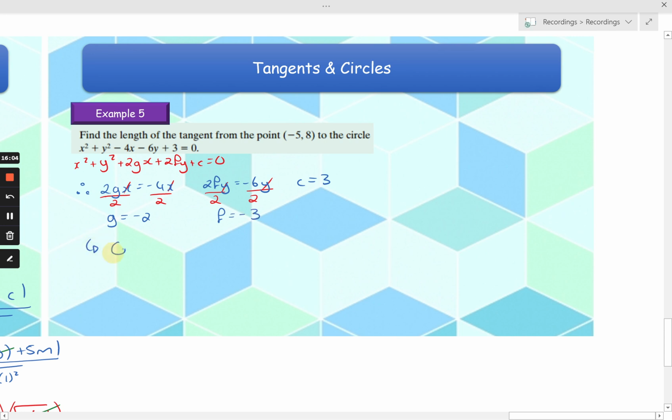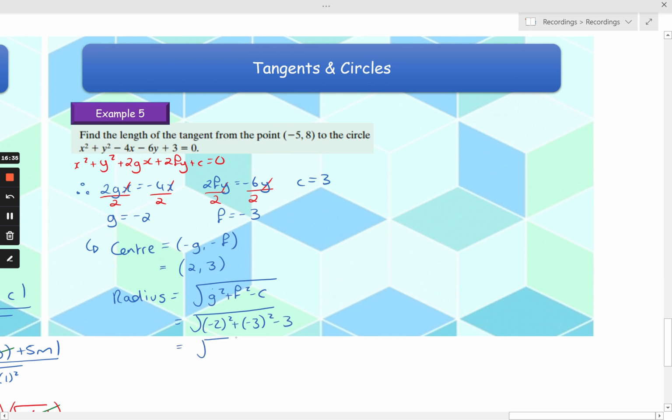Which means by page 19 in my log tables, my centre is minus g and minus f. Which means I'm going to have 2 and 3 as my centre because a minus by a minus is a plus and a minus by a minus is a plus. Then my radius is equal to the square root of g squared plus f squared minus c. So I get the square root of minus 2 squared plus minus 3 squared minus 3. So I get the square root of 4 plus 9 minus 3, which gives me the square root of 10 units as the radius to my circle.